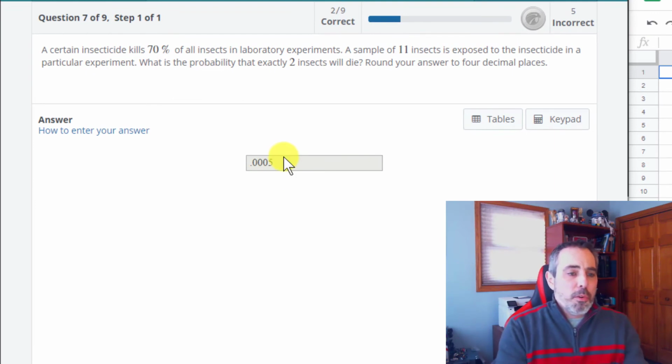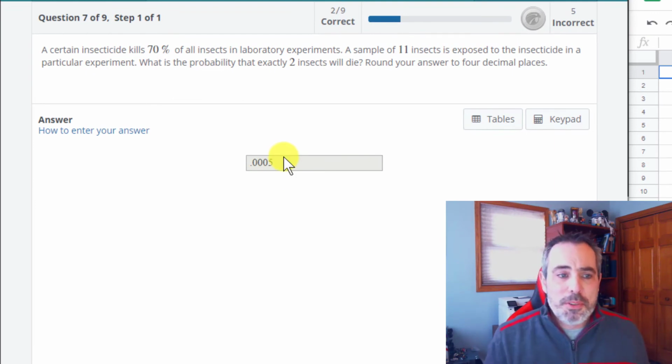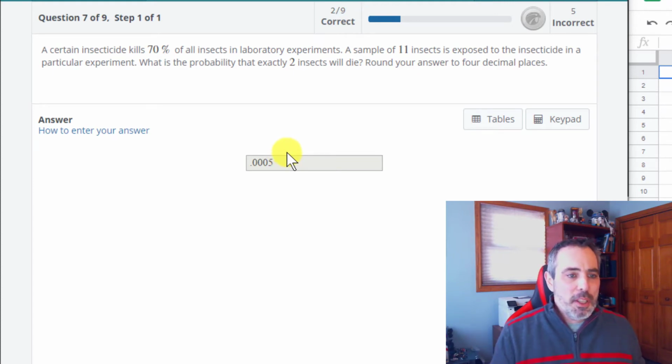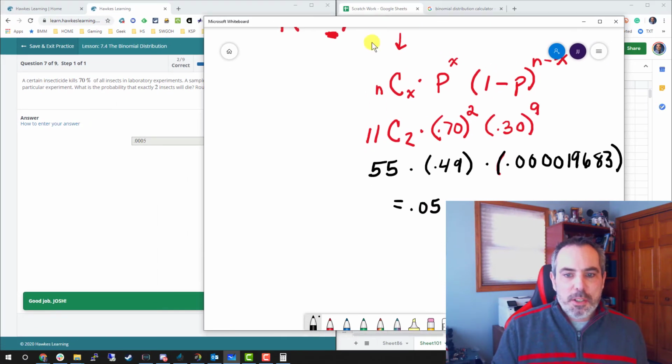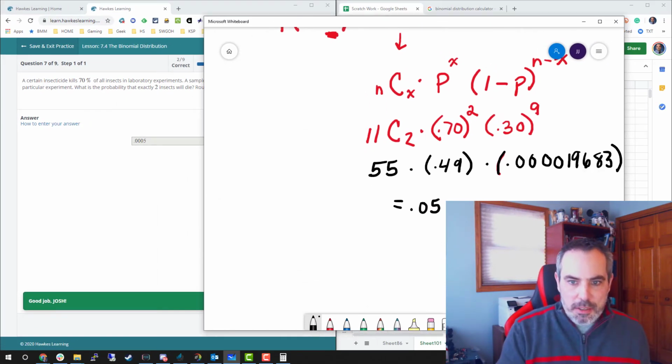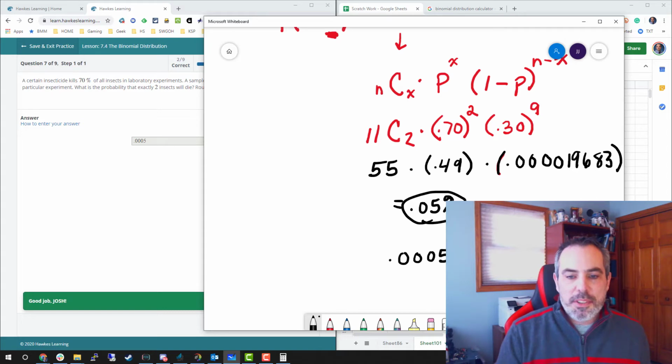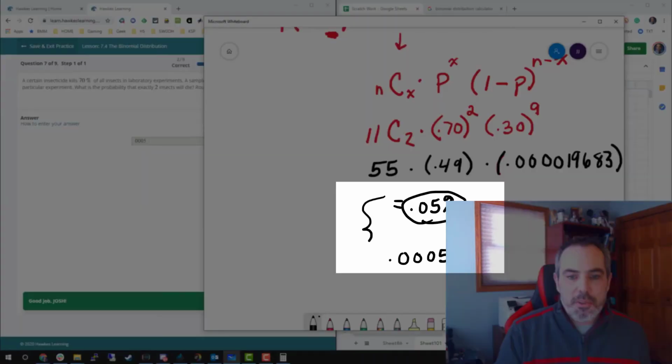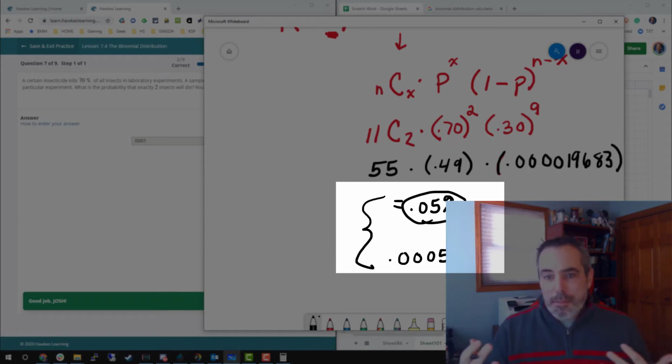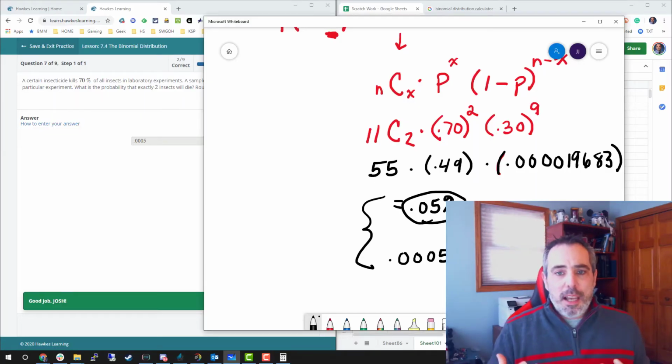All right, so I've thrown in this answer of 0.0005. Notice that it was asking for it as a decimal. That, again, is the same as 0.05%. All right, so be careful with that. If you're writing it as a percent, it's 0.05%. If you're writing it as a decimal, in this case, 0.0005. These two things are synonymous. So that's kind of the breakdown of this entire thing.